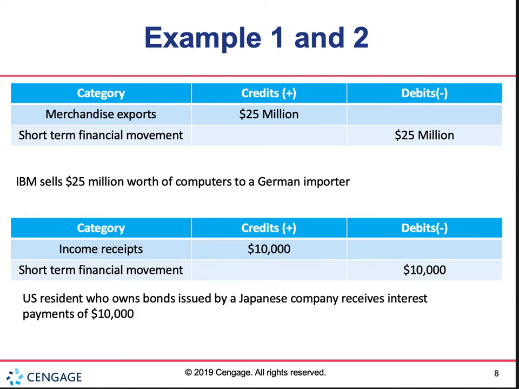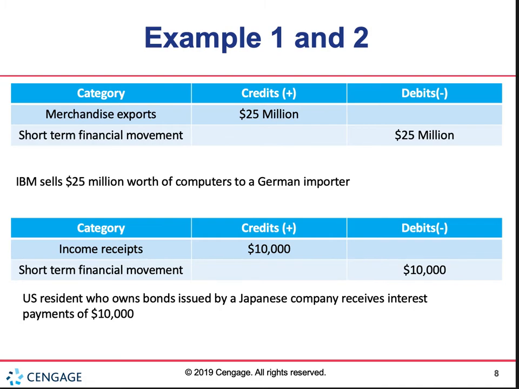We're going to say IBM, a U.S. firm, sells $25 million worth of computers to a German importer. The first thing we're going to do, because the export involves a transfer of U.S. assets abroad for which a payment is to be received, is enter it in the U.S. balance of payments as a credit transaction. So again, we're exporting this product to a different country. It's going to be a credit, so it's a positive value of 25.